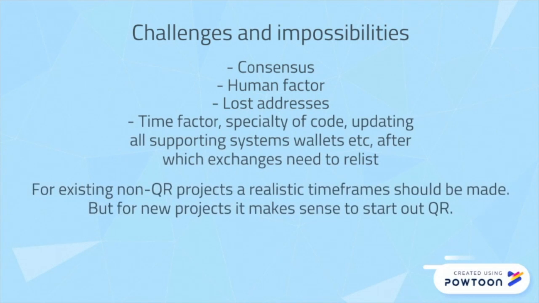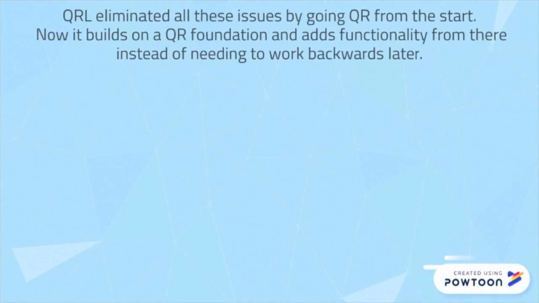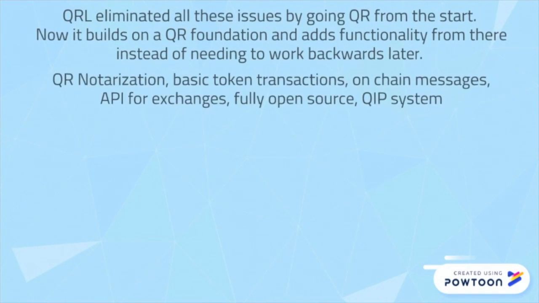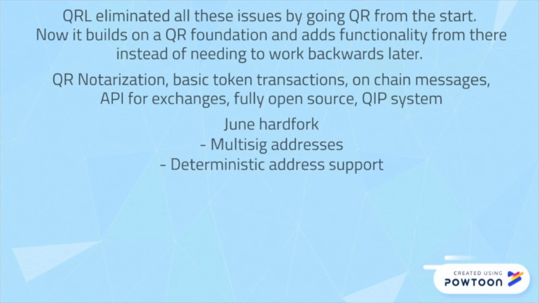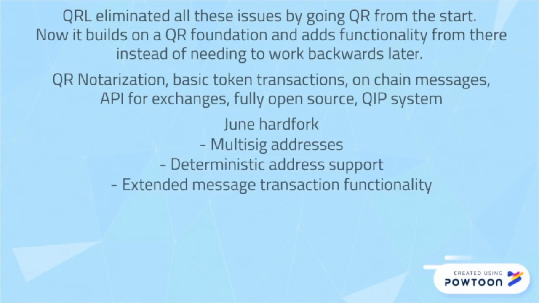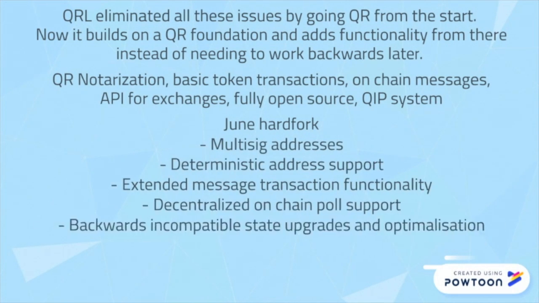The safest solution is to build a new blockchain from scratch and implement a quantum-resistant signature scheme from the very beginning, the Genesis block. QRL, the quantum-resistant ledger, has done just that, implemented a quantum-resistant cryptographic scheme from Genesis, making blockchain ready for the future.